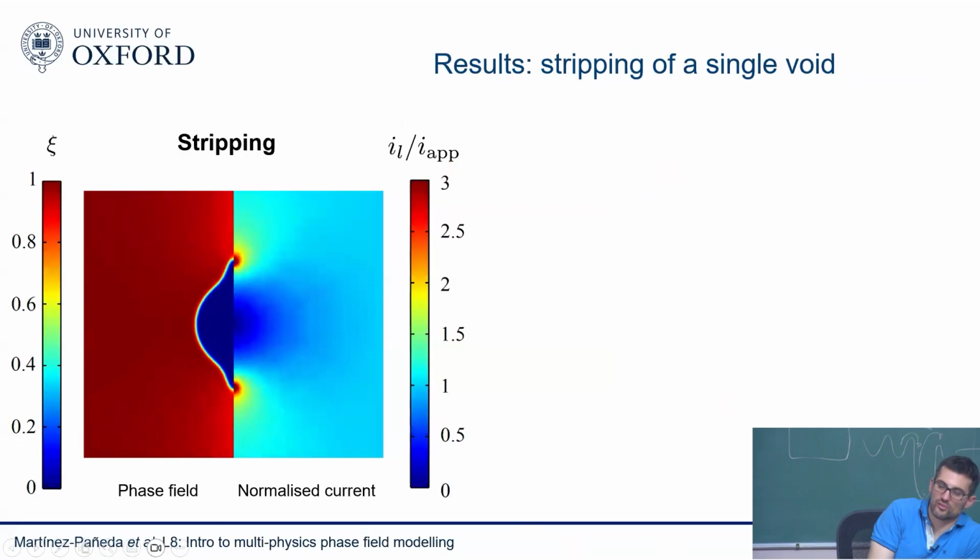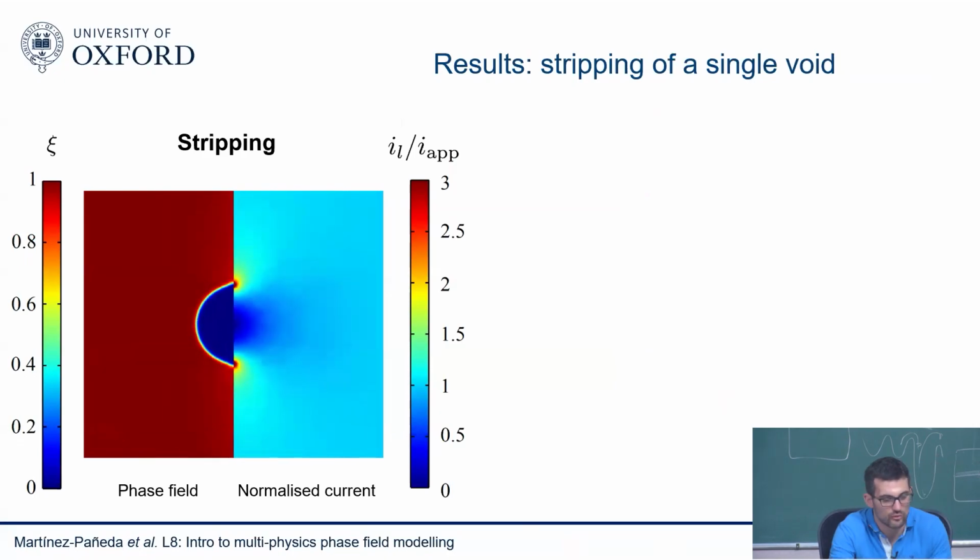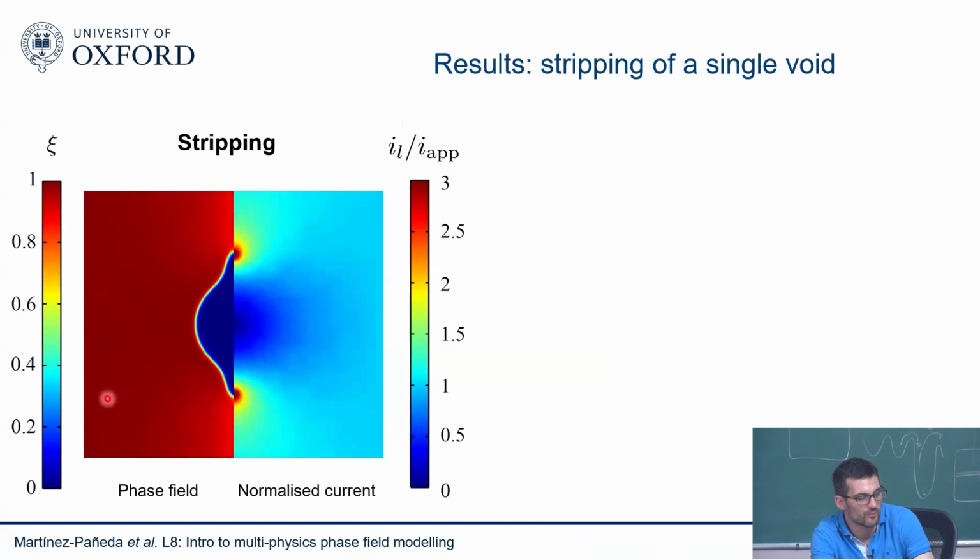So some representative results. Again, one single void, stripping. So now I'm discharging my battery. You see I'm plotting the 2 domains, the lithium metal on the left and the electrolyte on the right. I start with a void, and I see how the void grows. This is phase field on the left. The chi variable is phase field, so it goes from 0 inside of the void to 1 in the metal. And you can see that it varies smoothly in between.